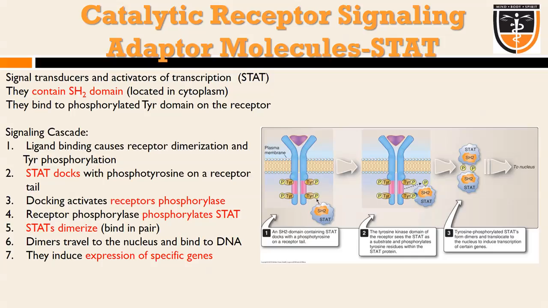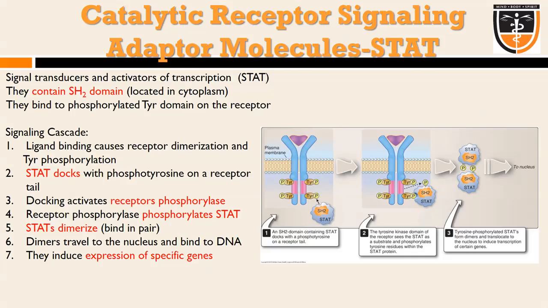So when they bind to this, the receptor's tyrosine kinase will now actually phosphorylate STAT. So STAT will attach to the phosphorylated tyrosine, okay? And now it's going to get phosphorylated too. So now this phosphorylated STAT will bind to another STAT. So it will dimerize. There's going to be two STATs together. And now the dimers will travel to the nucleus. They will bind to DNA, and they will regulate the expression of certain genes.